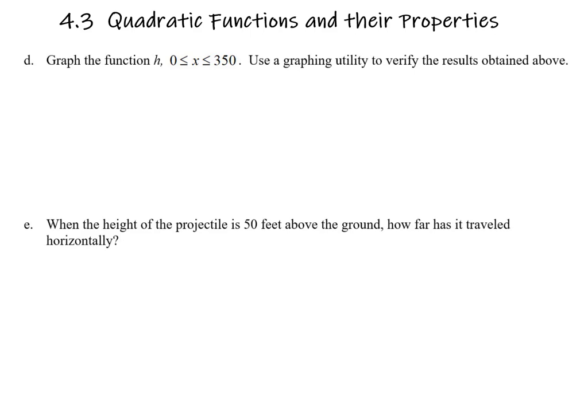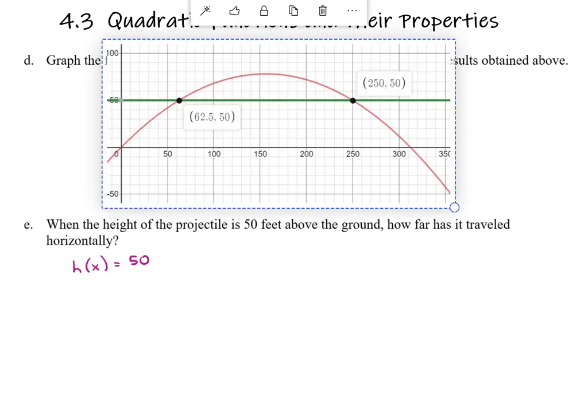Part E says, when the height of the projectile is 50 feet above the ground, how far has it traveled horizontally? So to answer this question, I want to graph another graph. The height is always 50 feet. And then I want to intersect these two graphs and see how far it's traveled. So let me pull up the graph.